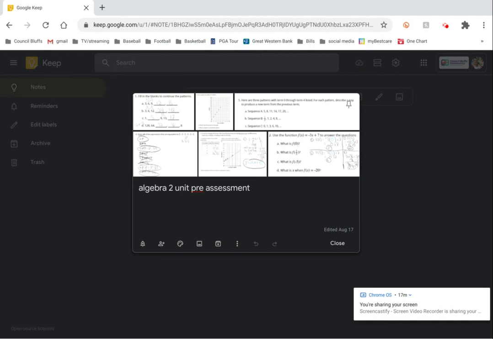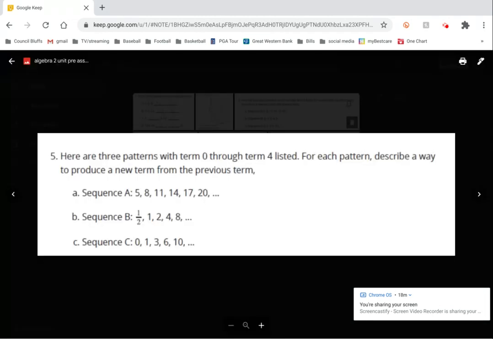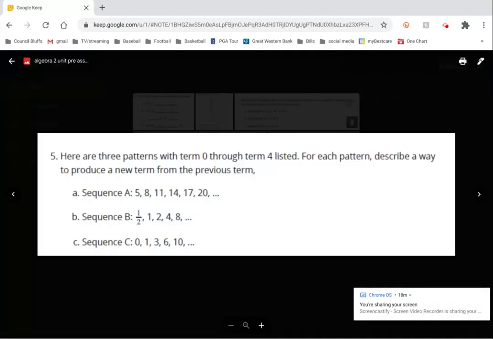What are we up to? Number 5. Number 5, here are 3 patterns with term 0 through term 4 listed. For each pattern, describe a way to produce a new term from the previous term.